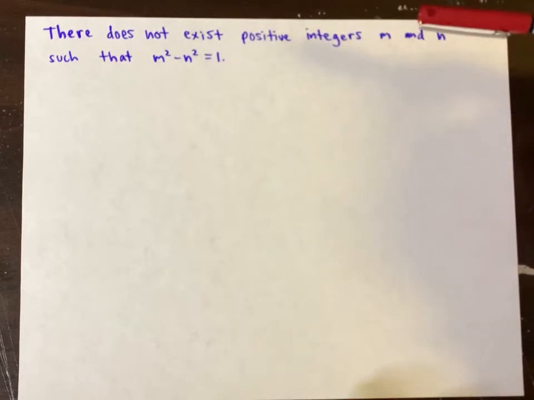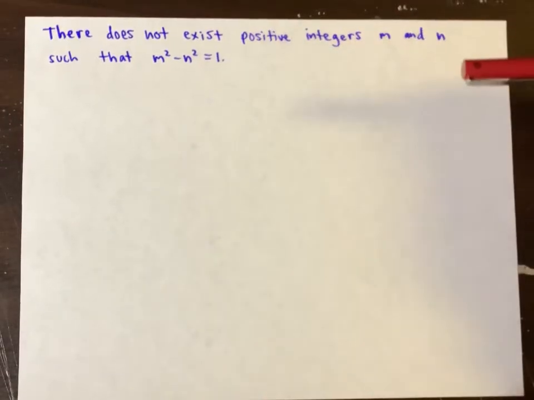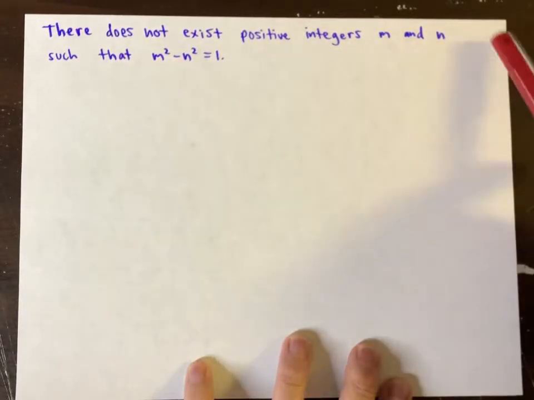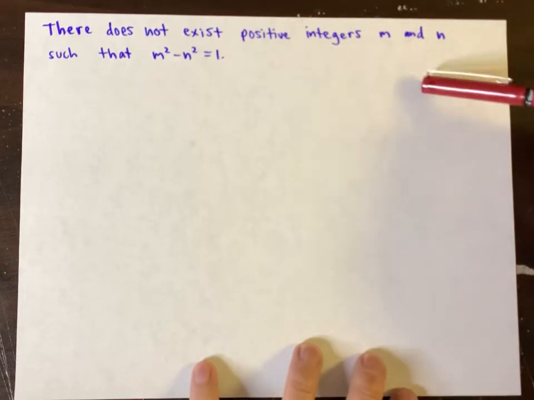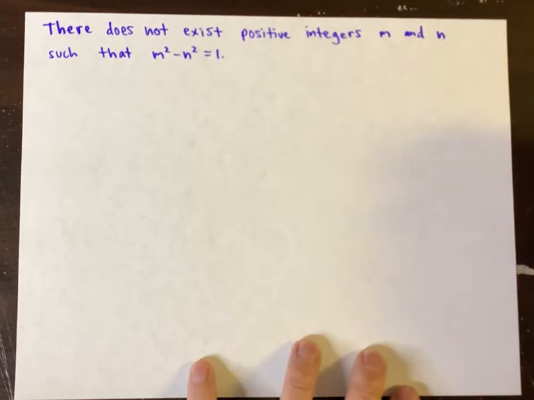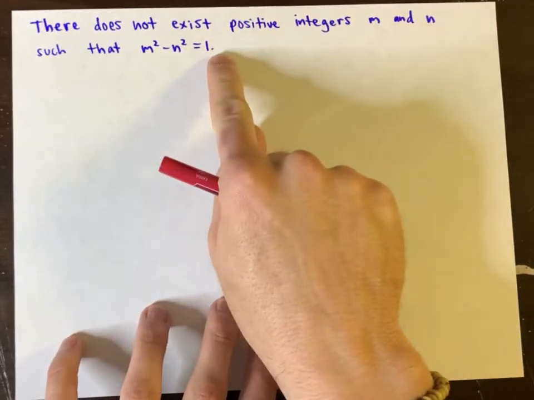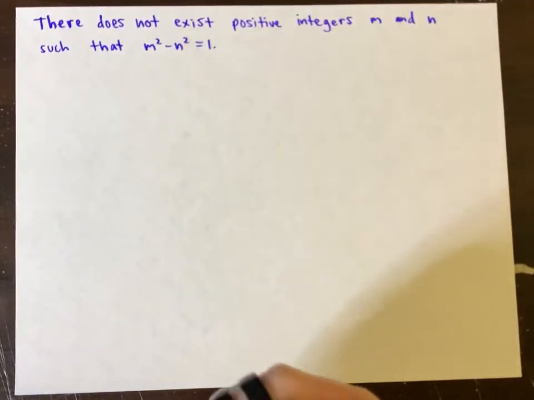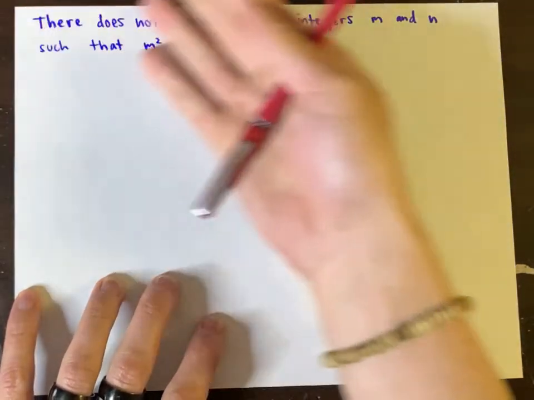There does not exist positive integers m and n such that this equation is true. So I am claiming that this statement that you see is a true statement. And I want to show that it's true by pretending that this can happen. Let's pretend that this can happen. And under that pretense, we're going to run into a contradiction, which would imply that this cannot happen. And so the statement is true.